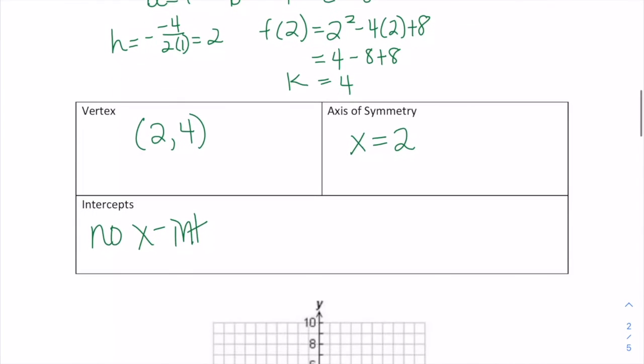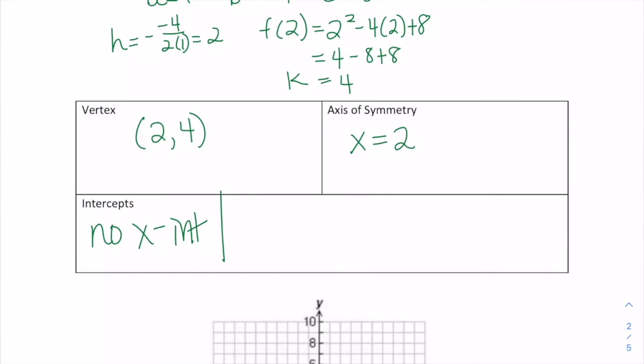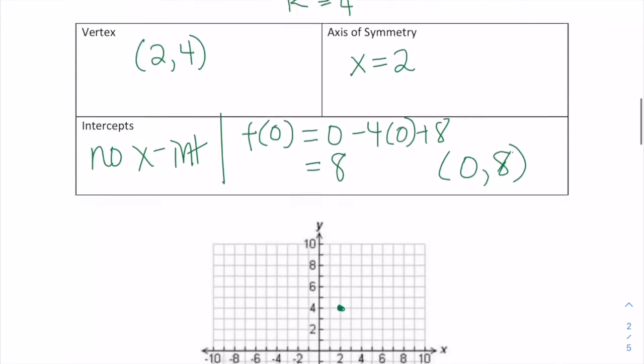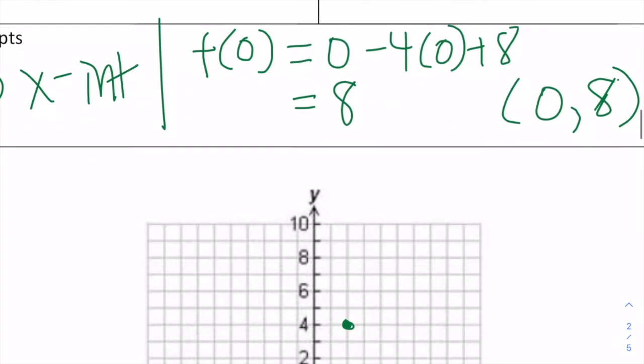But to find the y-intercept, I have to plug in 0. So f of 0 is going to be 0, and I could just see it really quickly, 0 minus 4 times 0 plus 8, so that's going to be 8. So (0, 8) is going to be our y-intercept. So I'll put that over here.